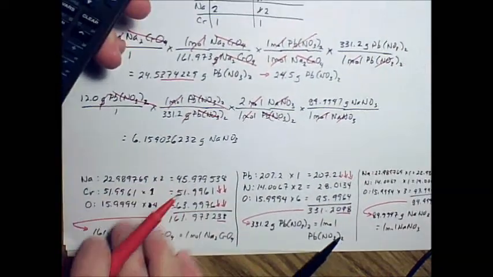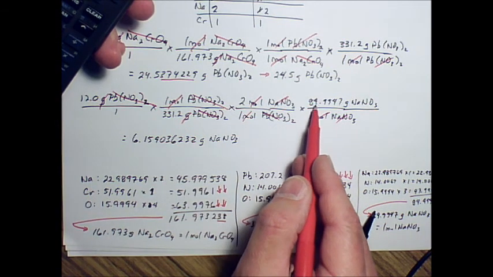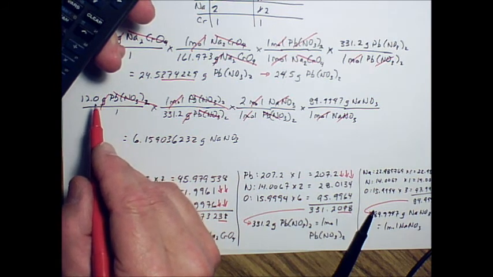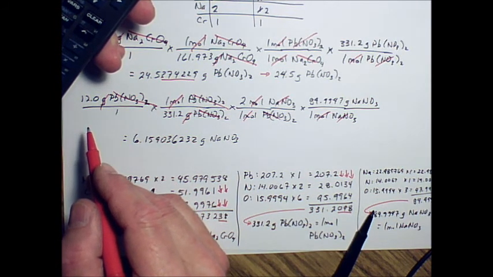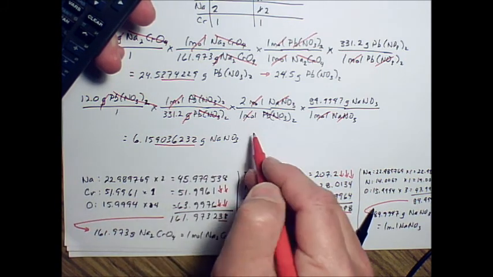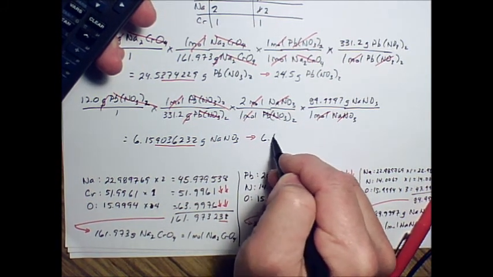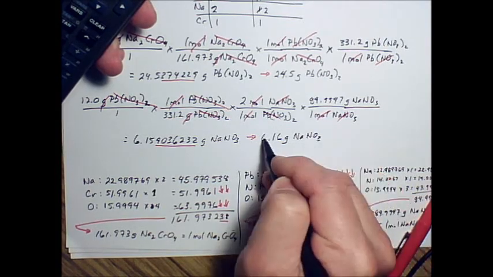Look at our problem, and I've got 3 digits here, 4 here, and 1, 2, 3, 5, 6 here. So I need to have 3 digits that match the smallest number in the problem among the measured or calculated numbers. And that's 3 digits. So I'll underline that. Draw an arrow, show I'm rounding off. 6.16 grams sodium nitrate, and that answers what the question is asking.